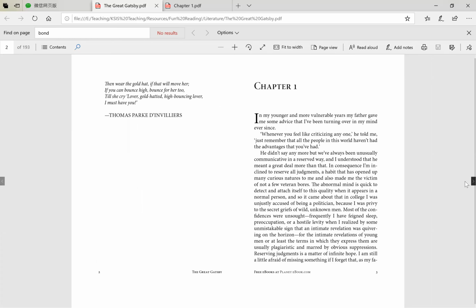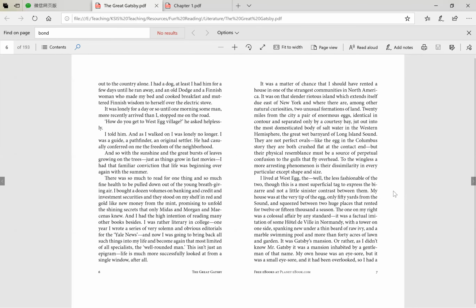Anyway, he goes into the bond business basically in the 1920s. There's a big boom that's happening, as we know what happens in 1929, but we don't know that yet. So getting into the bond business is a way to make some quick, if not easy, money. And the story takes place in 1922.